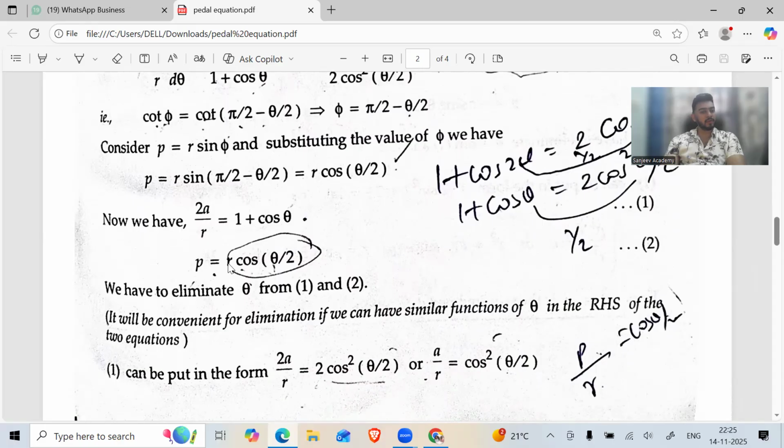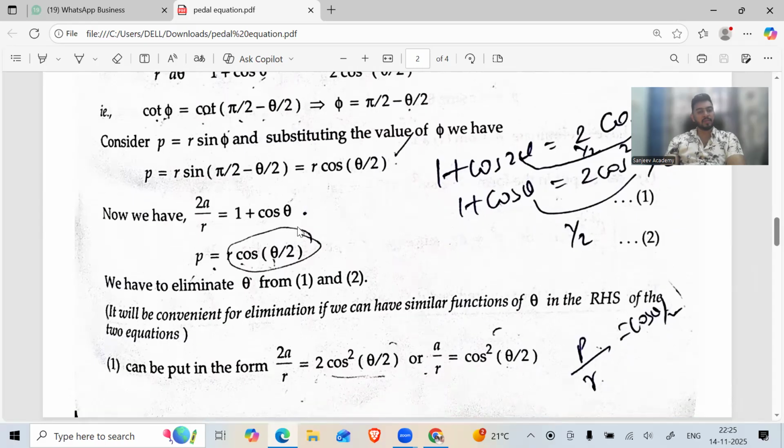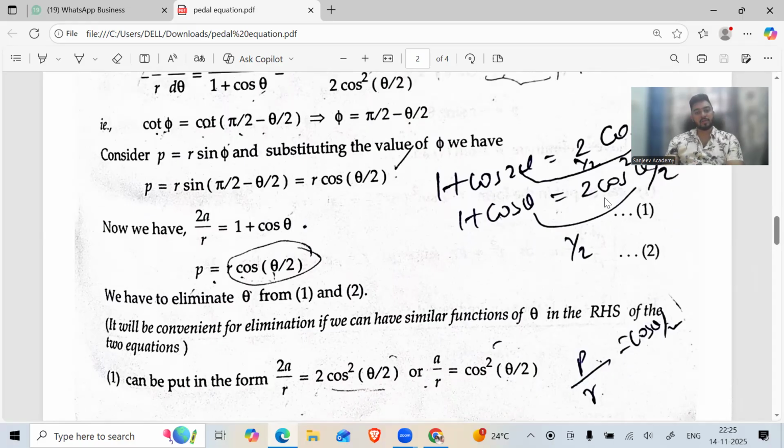Now what I'll do here is p by r. What is this? p by r is something, but what? cos theta by 2. So now we'd eliminate theta from equation 1 and equation 2. You can do whatever you want, but end of the day, we'd eliminate all the theta things. What is 1 plus cos theta? 2 cos square theta by 2. Put that thing.